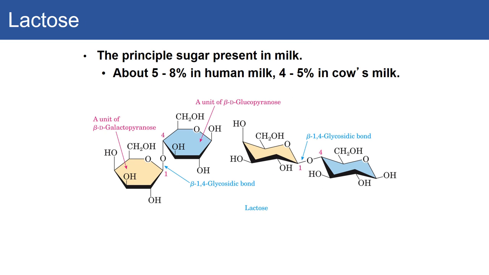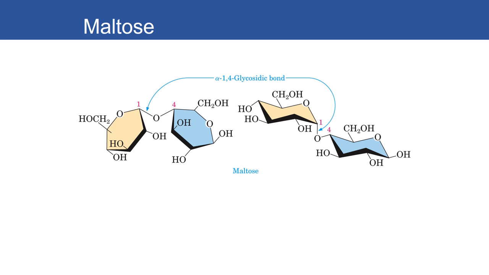Lactose is the principal sugar present in milk. It's about 5 to 8% in human milk and 4 to 5% in cow's milk, so it's a significant portion. There's a beta-1,4 glycosidic bond between a galactopyranose and a glucopyranose. Again, it's a beta-1,4 glycosidic bond.